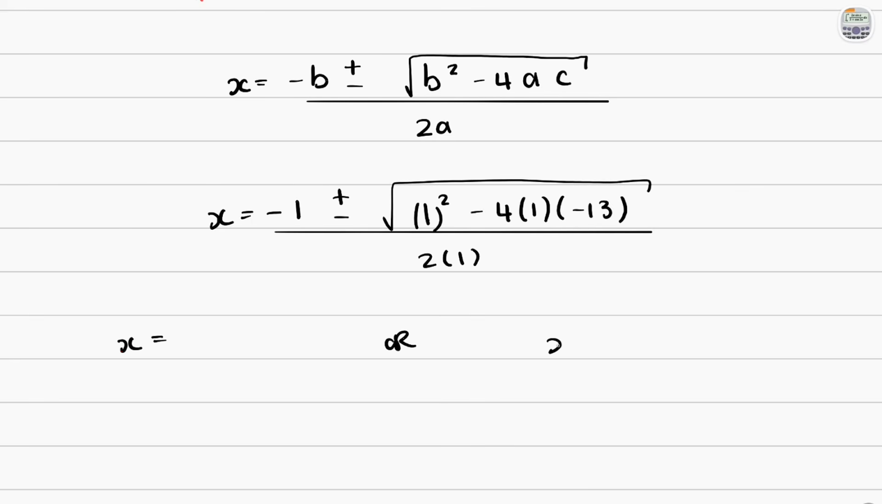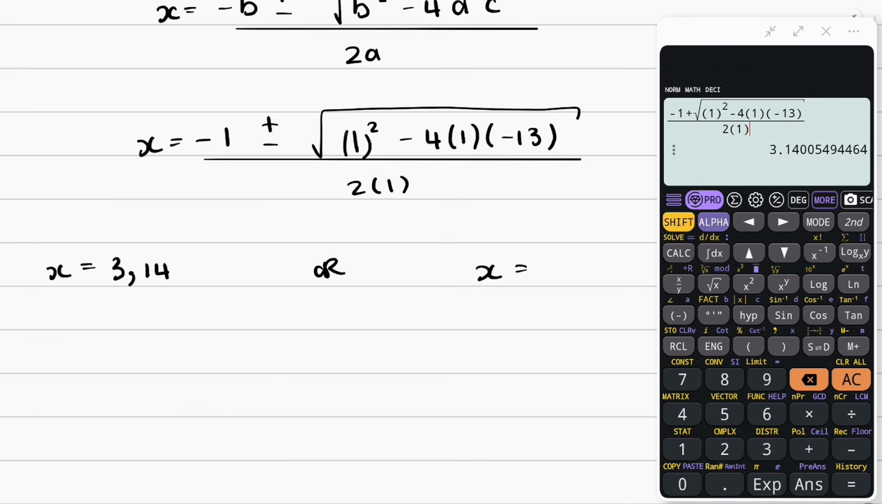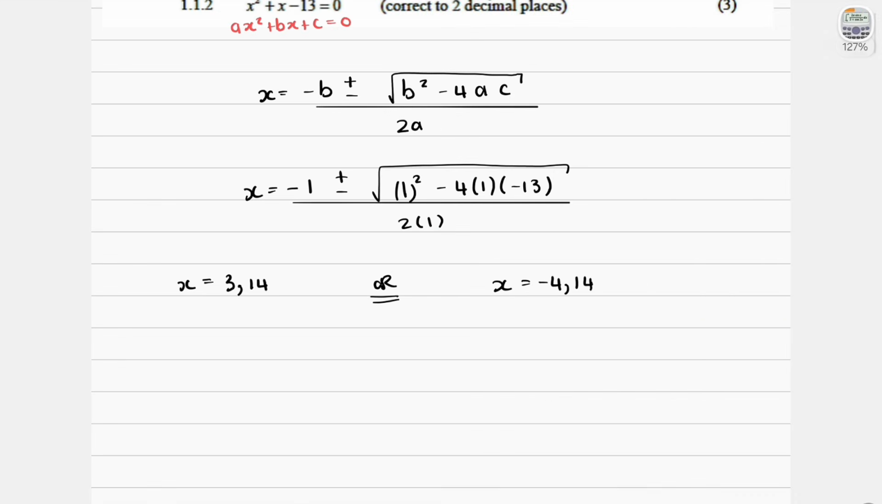And let's find our values. So x is equal to 2 values, and we'll start with a positive. And x is equal to 3.14, rounded off to 2 decimal places. And if you change that to a minus, x is equal to negative 4.14. And those are our solutions. Moving on to the next question.